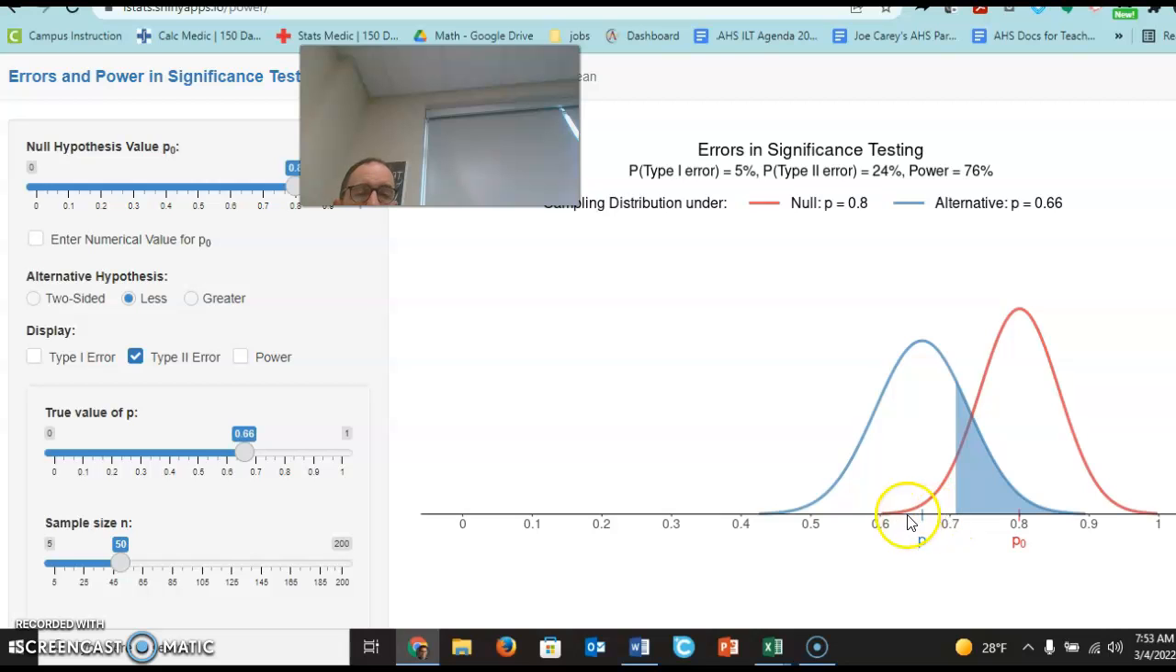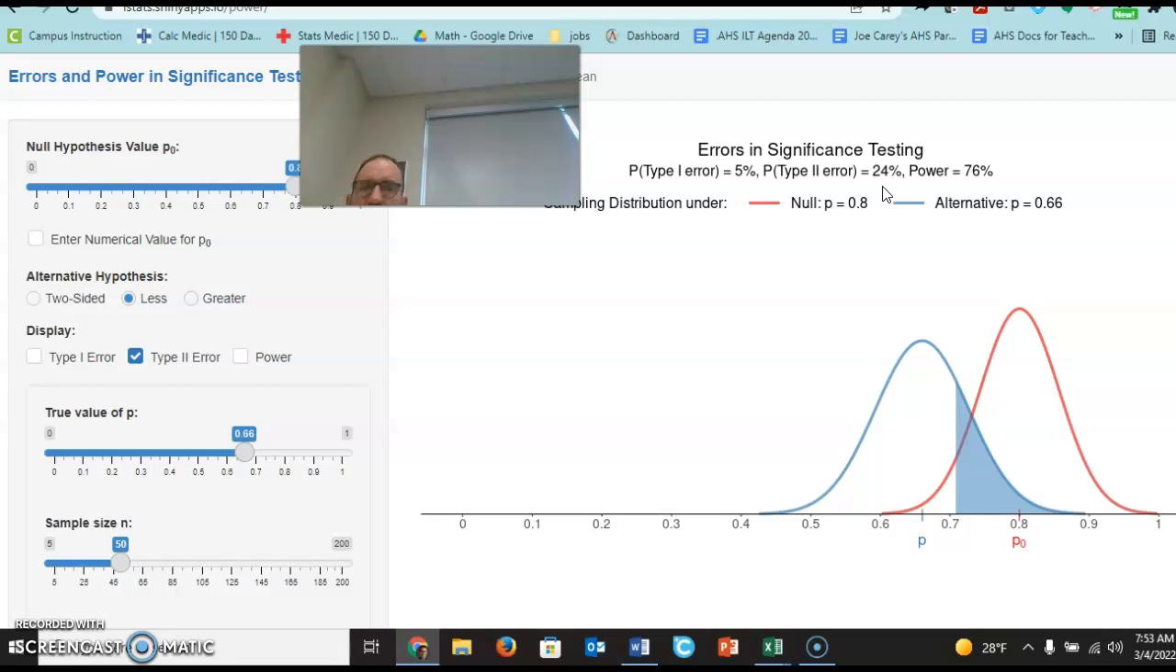So the correct decision here, because it really is less than, the correct proportion is less than 80%. She's actually a 66% free throw shooter. So what we would find is that we would make a type 2 error. We would be failing to reject the null when we're to the right of this value that separates the bottom 5% under the red curve from the top 95%. We'd be failing to reject it when we're bigger than that value, and the probability of a type 2 error then would be the area of that blue region under the blue curve, and that's 24%.